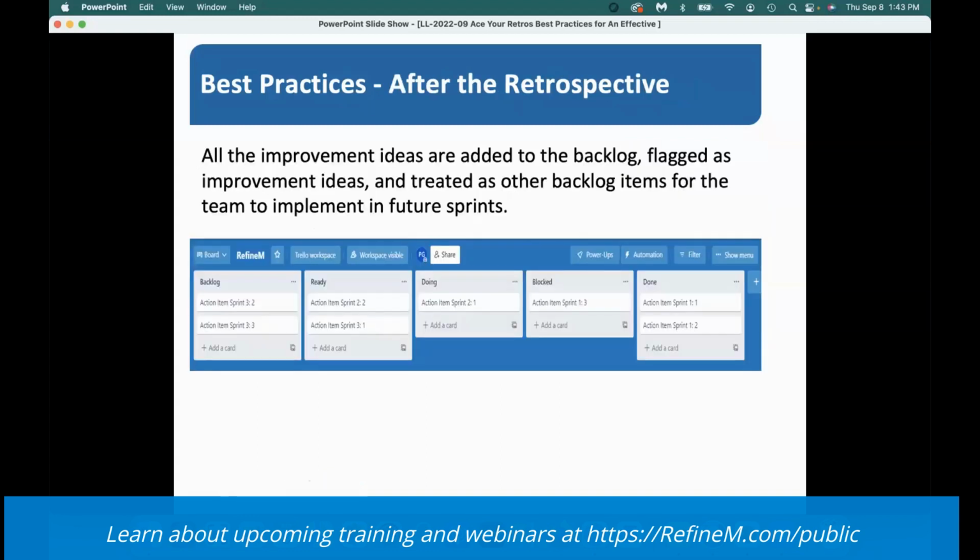After the retrospective, now our retrospective is done. All the improvement ideas that were prioritized are added to the backlog. You may have a board or wherever the backlog is; put them there, flag them as improvement ideas, and prioritize them. Put value points on those ideas: what is the value of this? Put the size on those ideas like any other story, and treat them as any other backlog item. But you should be able to distinguish them in some way, maybe with a flag in your ticket.